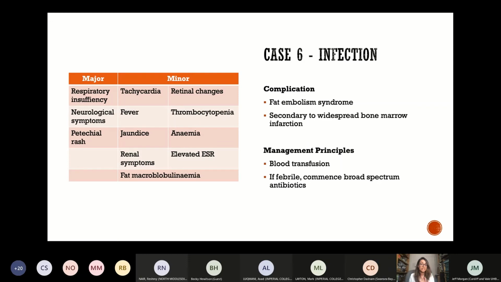Here I've just laid out the criteria. For the diagnostic criteria for FES, you need 1 major criterion and 4 minor. But having said this, if you do think that there is any sort of FES complication, get on to transfusing them as quickly as possible.